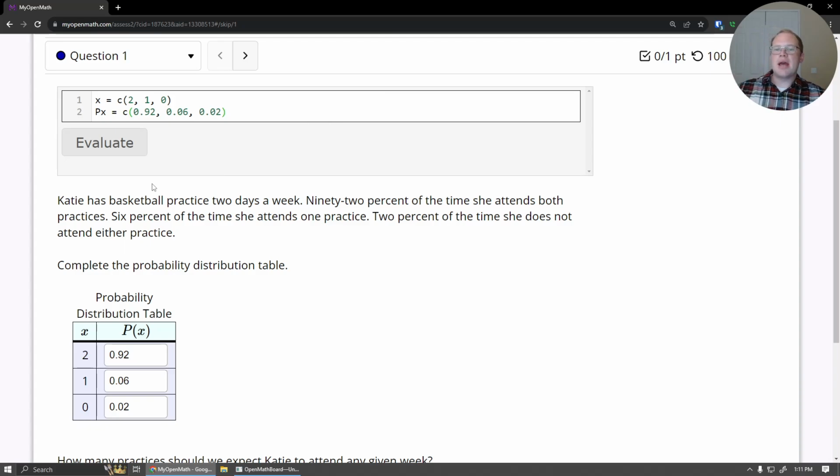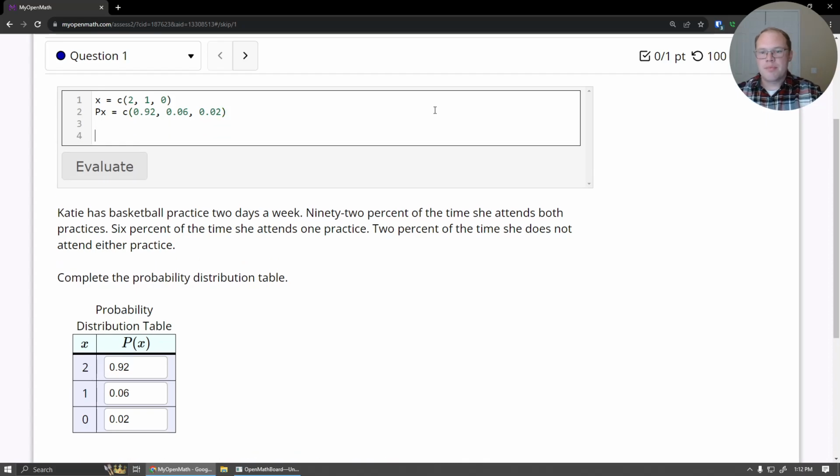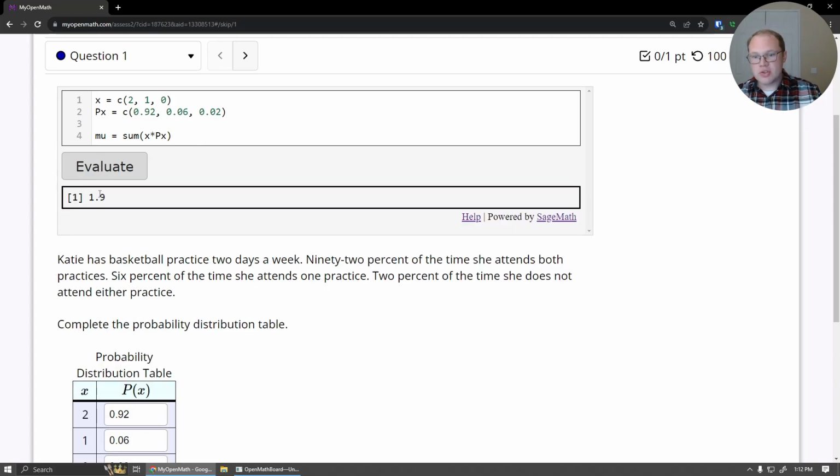Again, notice that I am keeping the order the same. When the outcome's 2, for the first outcome, that's also the first probability. The second outcome has a second probability of happening. The third outcome has a third probability of happening. It's important that you keep the orders the same here. Okay? So now our expected value, I take each outcome, I multiply by its probability, and then I add it all together. And so my expected value is 1.9.